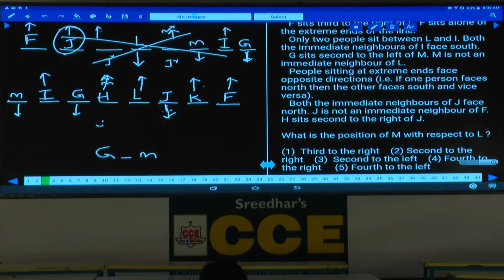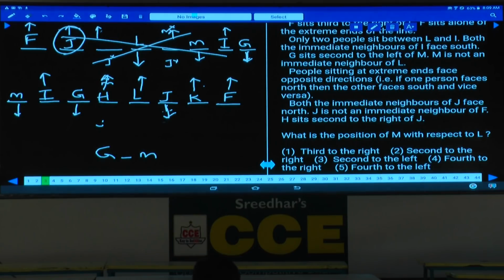Then question number 3. What is the position of M with respect to L? Position of M with respect to L, L is facing towards north, 1, 2, 3, 4, fourth to the left. Now fourth to the left, that is given in choice 5.